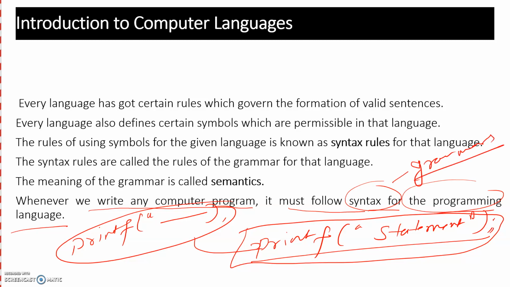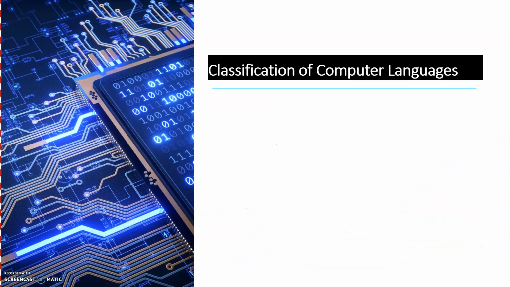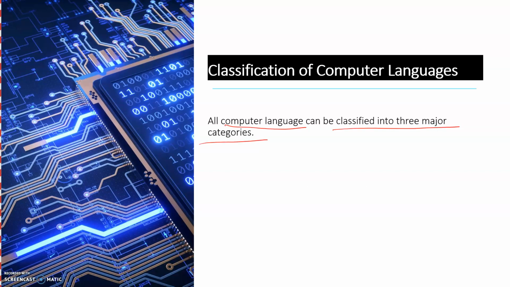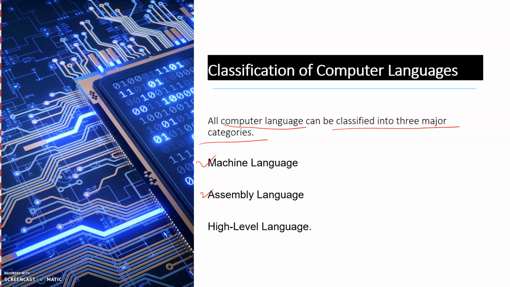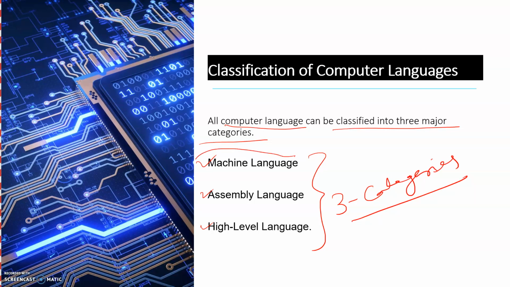Next we will discuss classification of programming languages. All computer programming languages are classified into three different categories. The first category is known as machine language, the second category is referred to as assembly language, and the third category is referred to as high level language. We will discuss these three categories one by one. The next slide is dedicated to the first language type, which is machine language.